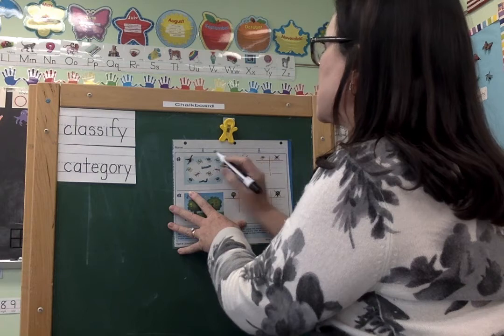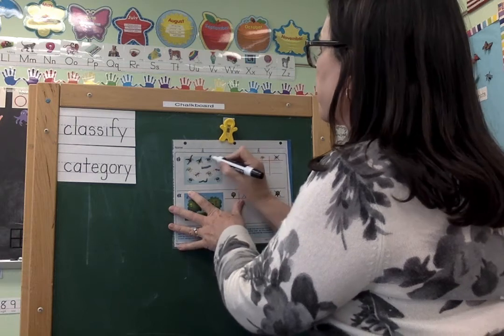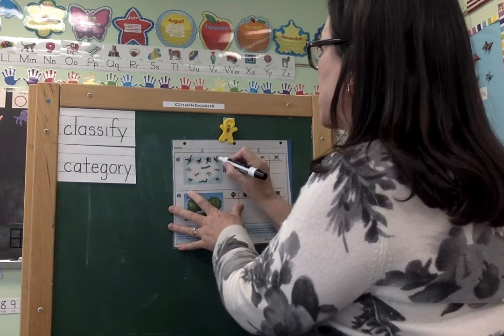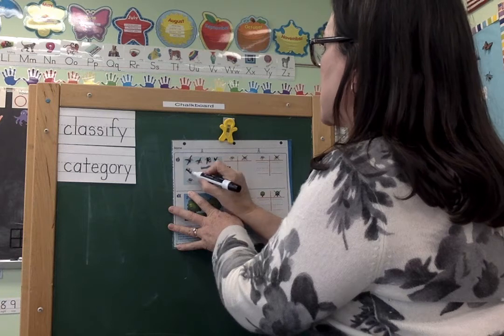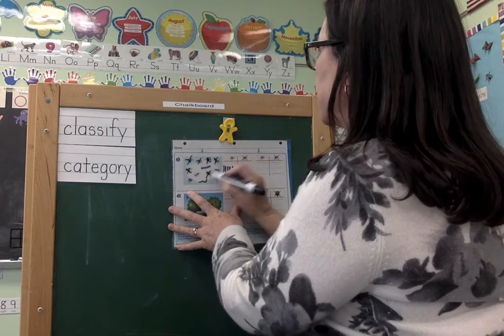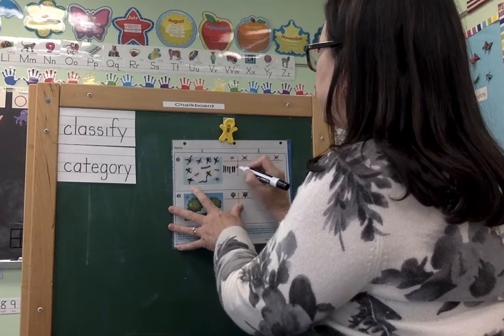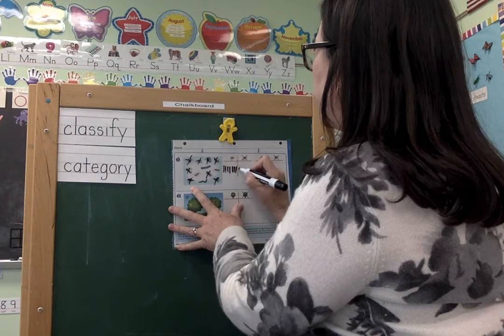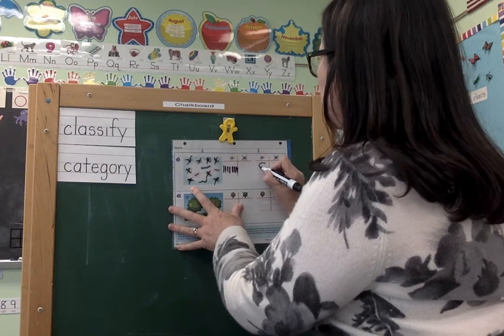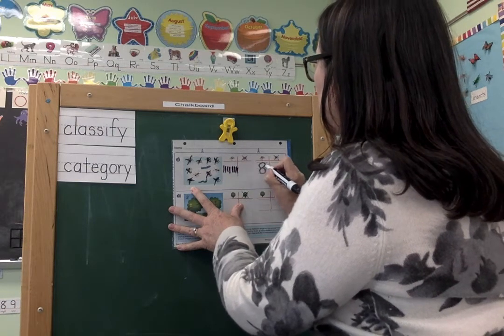1, 2, 3, 4, 5, 6, 7, 8. And we're going to come right over here to the picture of the spider and write number 8.